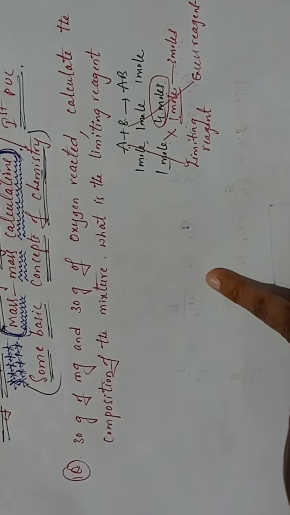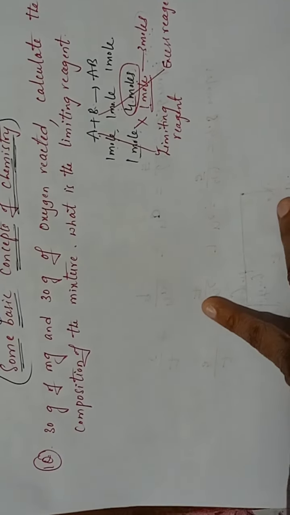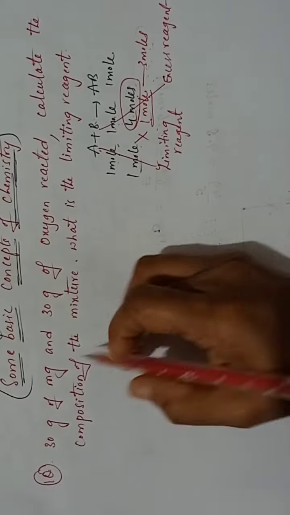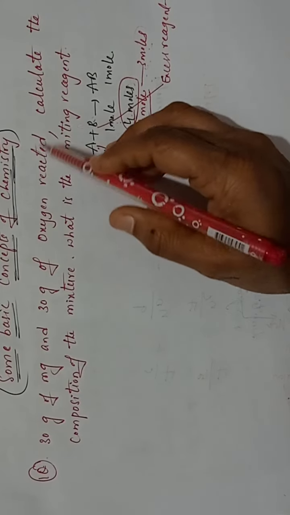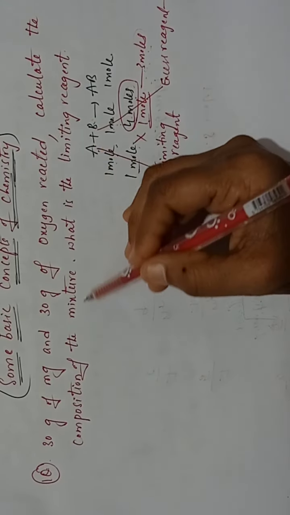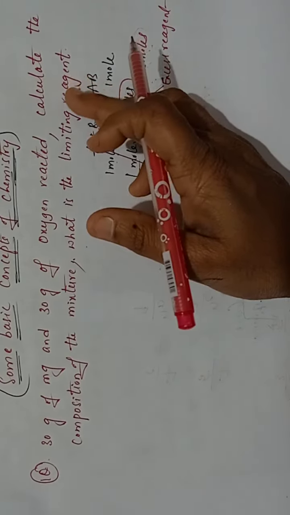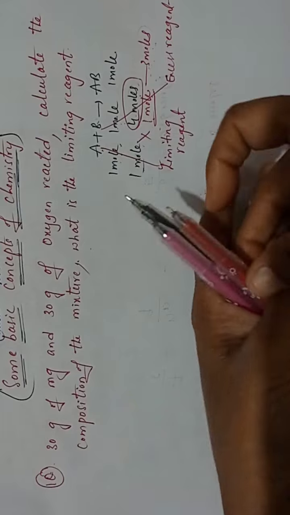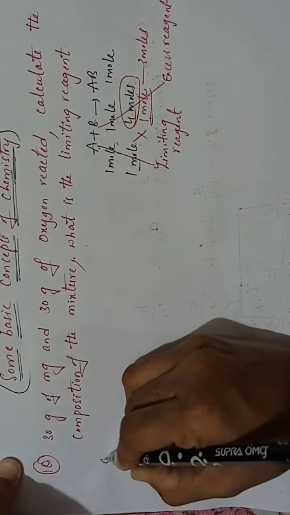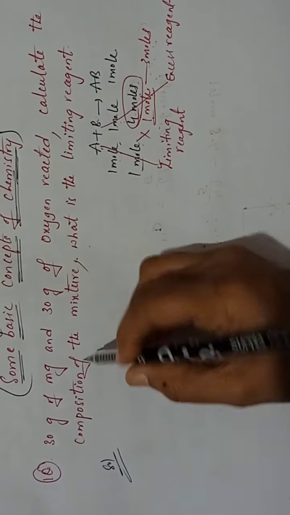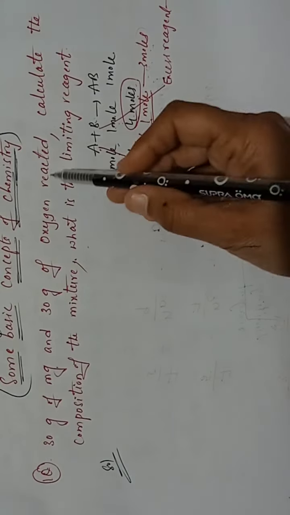Now see, students, here I am going to calculate this problem. 30 grams of magnesium and 30 grams of oxygen reacted. Calculate the composition of the mixture. What is the limiting reagent? Here two questions are asked, students. So first, according to the question, I am going to calculate. See here, magnesium and oxygen reacted.